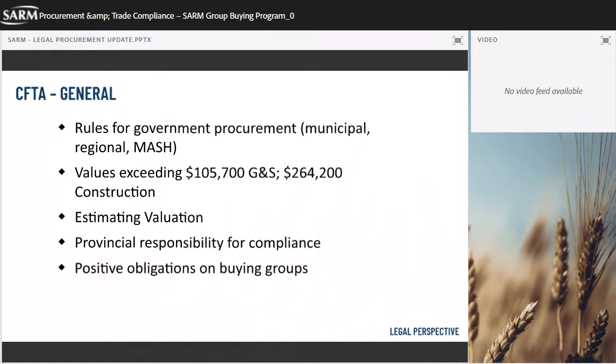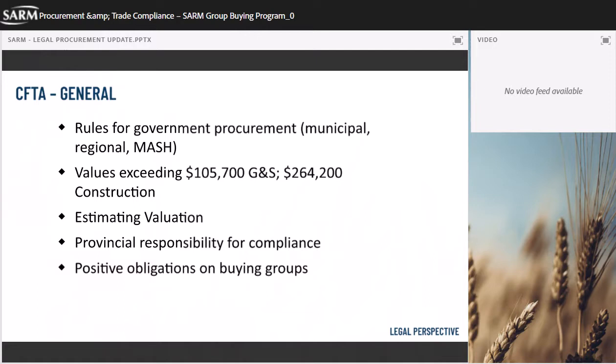you need to include taxes, fees, extras, as well as optional renewal terms within the contract in valuating those threshold amounts. So you're not simply looking at the term for which a commitment is initially made. You need to consider the optional years and all these other taxes, fees, etc., when considering whether you're meeting that threshold. So under the CFTA, it's a lot easier to hit those threshold amounts.